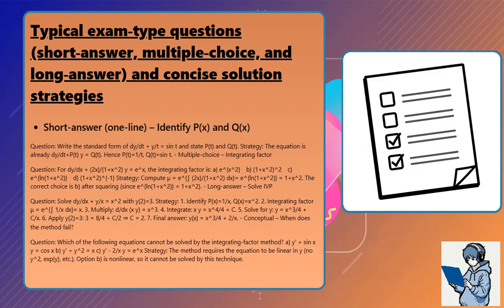Conceptual: when does the method fail? Question: which of the following equations cannot be solved by the integrating factor method? A, y' + sin(x) y = cos x; B, y' + y squared = x; C, y' - (2/x) y = e to the x. Strategy. The method requires the equation to be linear in y, with no y squared, exponential of y, etc. Option B is nonlinear, so it cannot be solved by this technique.